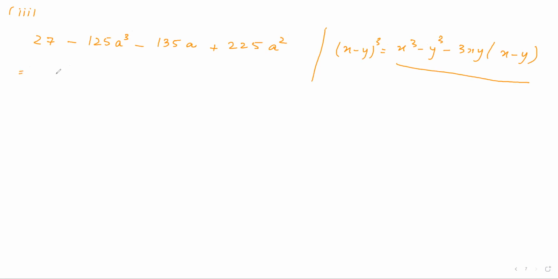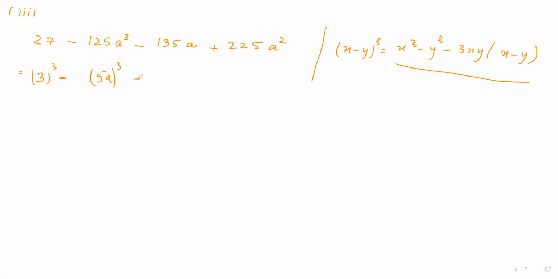Now 27 is 3 cube, right? 3 into 3 into 3 is 27. So 3 cube minus 125 is actually 5 cube. So yeah, 5 and then a. So 5a whole cube, I can write it, minus.